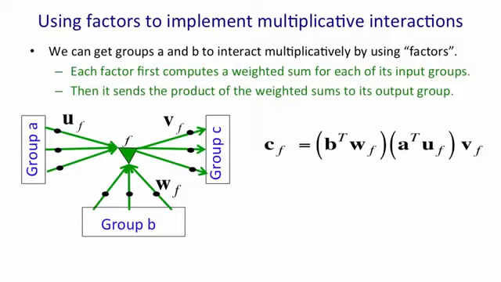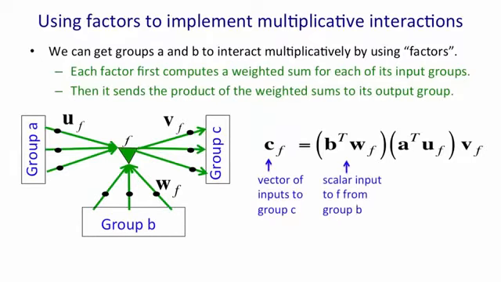We can write that as an equation. The input that factor f provides to Group C, so it's vector input to Group C, is a scalar input to f from Group B that's got by multiplying the state of Group B by the weights W_f, times a scalar input to f from Group A that's got by multiplying the state of Group A by the weights U_f. We then take the product of those two scalars and multiply the weight vector V_f by that, and that's the input that the factor gives to Group C. Then, of course, we're going to have a whole bunch of those factors.